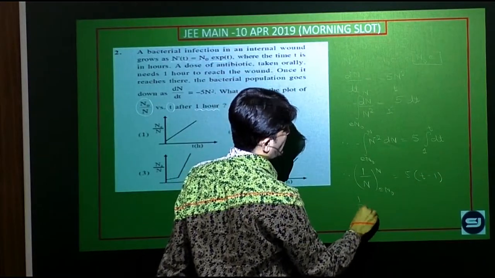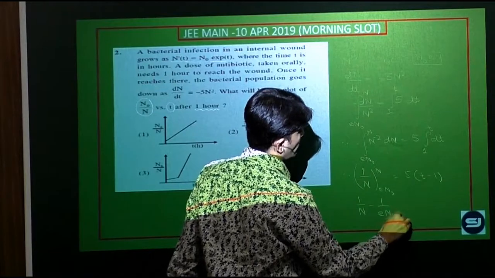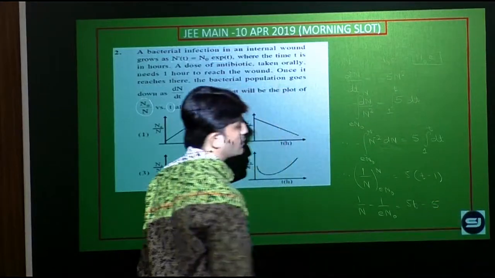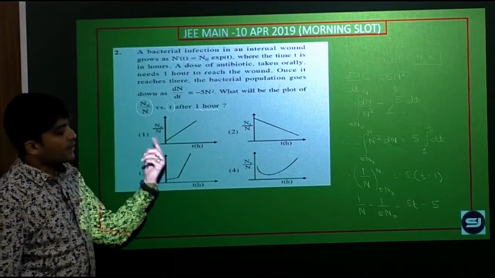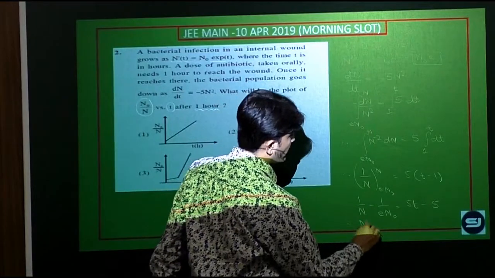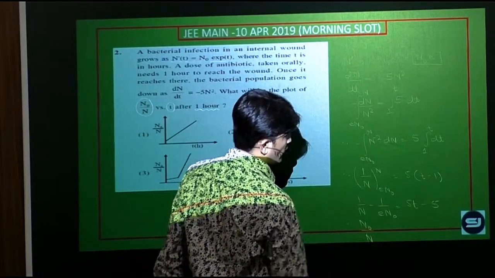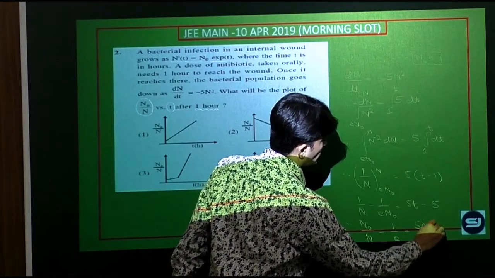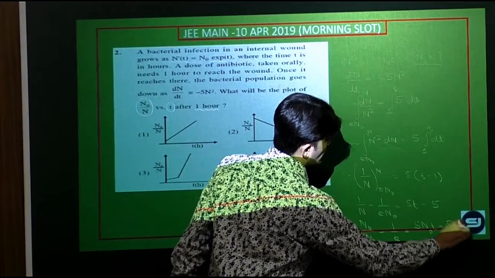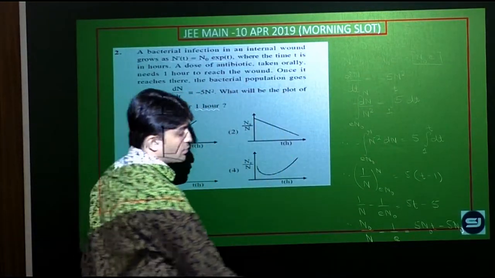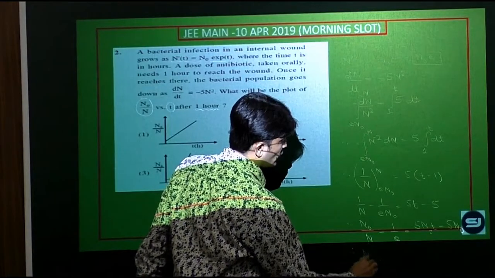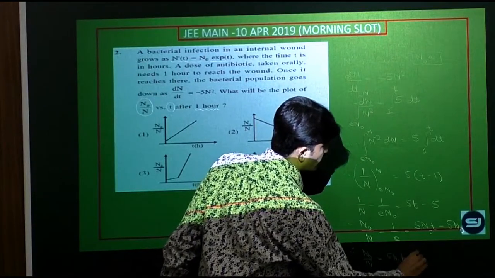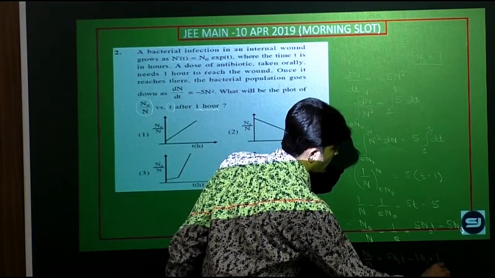So if I solve this, 1 by N minus 1 by e N0 equals 5 into t minus 5. Now what I wanted is N0 by N. So I'll just multiply this entire equation by N0. So N0 by N minus 1 by e equals 5 N0 t minus 5 N0. Okay. So if I rearrange this, it will be N0 by N equals 5 N0 t minus 5 N0 plus 1 by e.